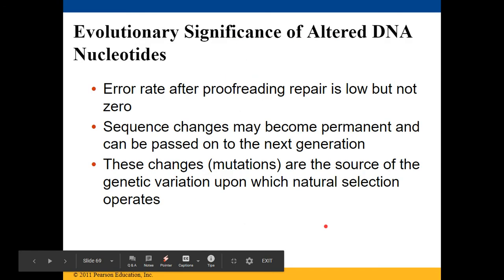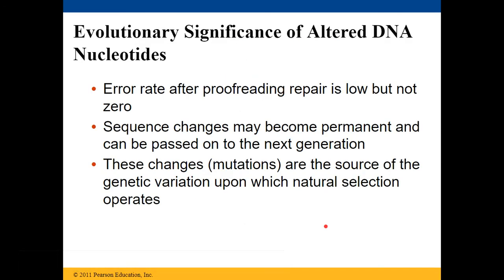There is evolutionary significance to altered DNA nucleotides. The error rate is very low, but it's not zero. The sequence of changes that may become permanent is actually how we got the blonde-haired gene. It was a mutation that ended up being passed from parent to offspring. These changes that are called mutations are the source of genetic variation upon which natural selection operates.